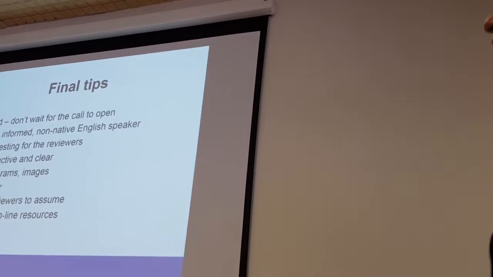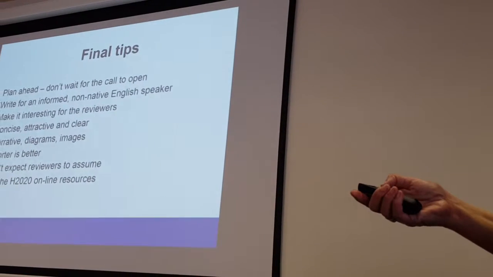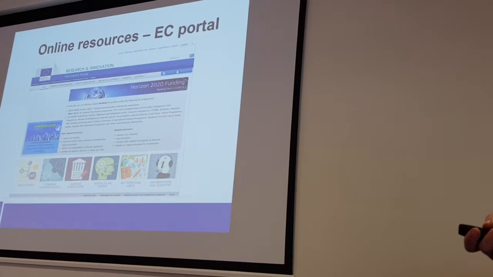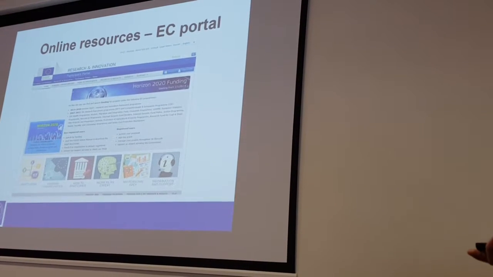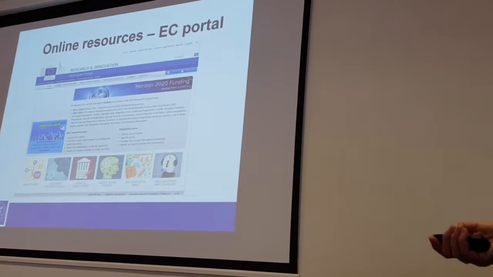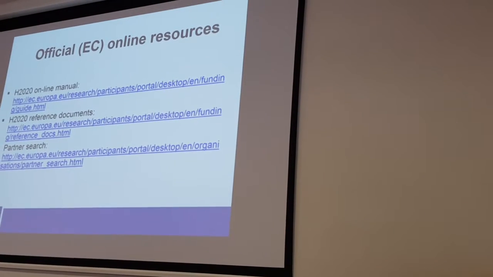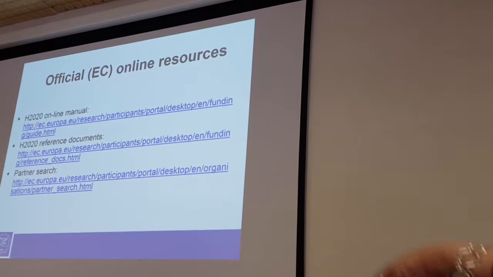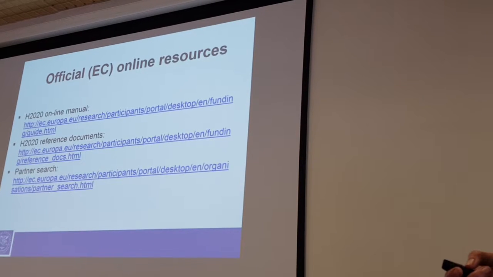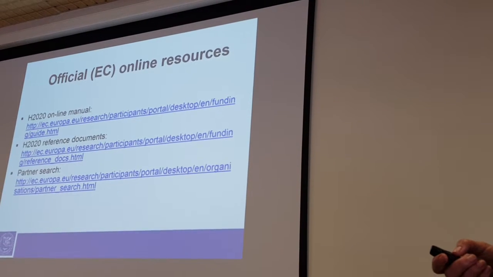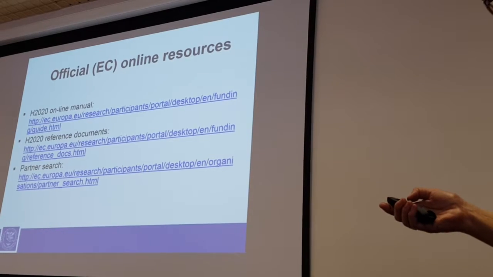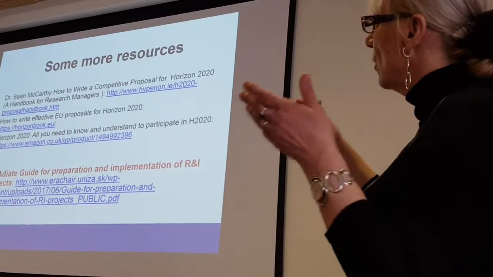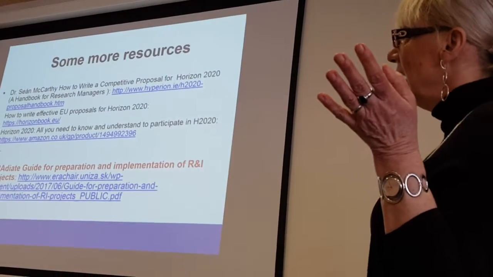And of course, use the Horizon 2020 online resources. Basically, the EC portal is the main source of information, so you will find here everything you need for drafting a project proposal. There is also the H2020 online manual and some reference documents. There are different partner search tools, and this has already been addressed by Jakub. And finally, there are also some more resources, so I put the links here.